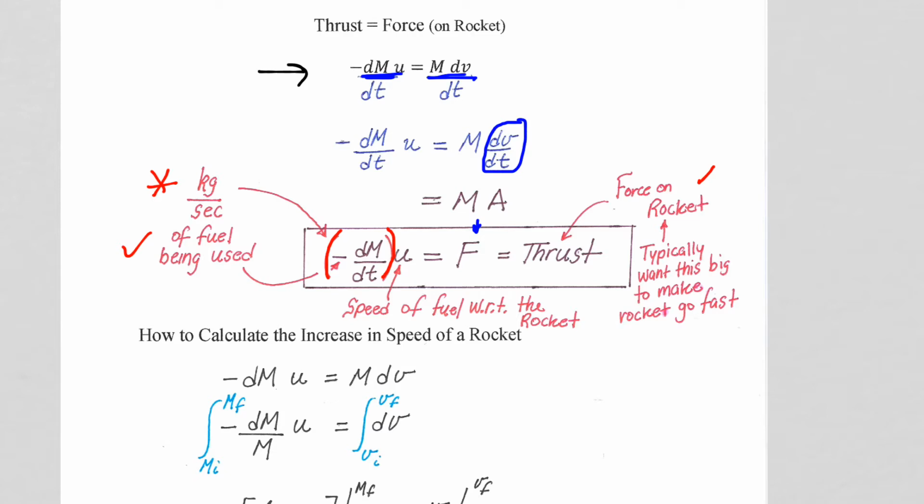Let's take a look at our equation here and what it takes to make a rocket go fast, to have a large force. If we want F to be big, we need U to be big, right? So we need the speed of the fuel. We need that combustion to throw fuel particles, molecules, out the back very quickly. We also need a combustion process that has a large kilograms per second. So not only do we have to eject the fuel out the back fast, we have to eject a lot of it per second.